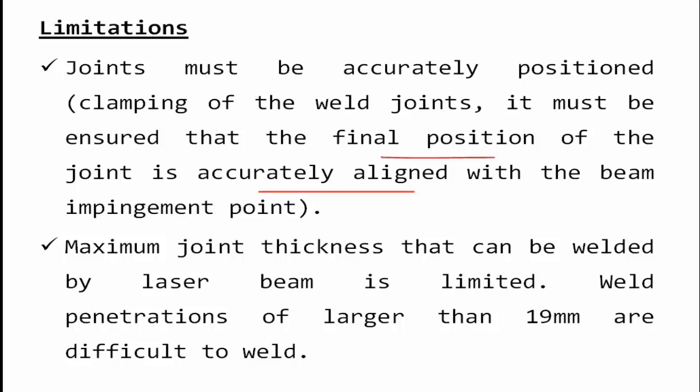The maximum joint thickness that can be welded is limited. The expense of the process is high because of the need for more power sources, depending on the thickness of the material. So it is most suitable for thin sheets, with a maximum thickness of 19. If you go beyond 19, it is a little bit difficult. You have to spend much more compared to other joining processes, and it is also difficult to weld.